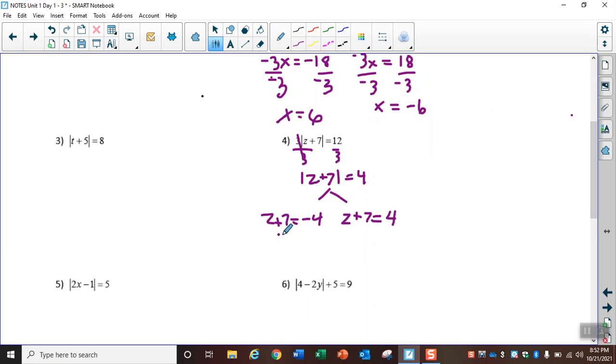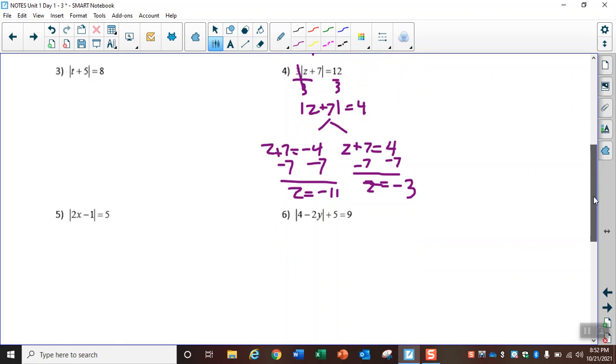All right, and then I'm just going to minus 7 on both sides. So I get z equals negative 11, or subtracting 7 here, z equals negative 3. All right, those are my 2 solutions, negative 11 and negative 3.